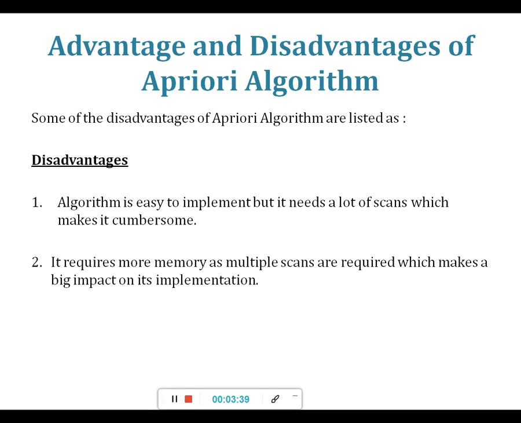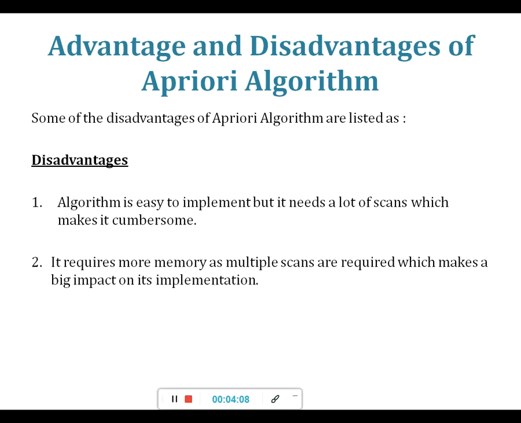It may happen that if we have 10 subsets, the first 9 are frequent, but the 10th subset is infrequent. So it wastes the time of searching all those frequent subsets. That's why we require a lot of scanning while implementing the Apriori algorithm, and this makes it a somewhat difficult, time consuming process.